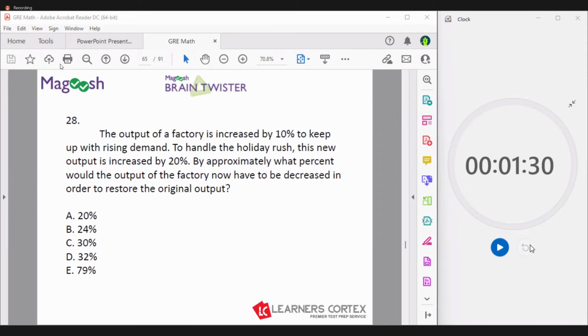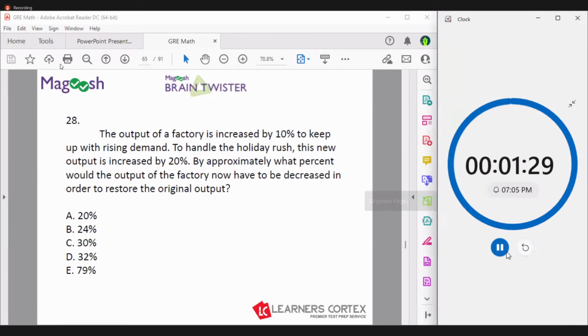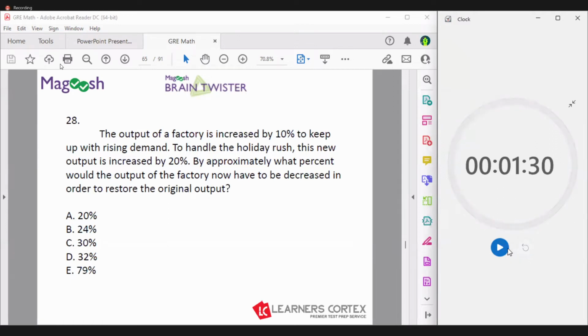I'll give you all time to solve this first. The output of a factory is increased by 10% to keep up with the rising demand. To handle the holiday rush, this new output is increased by 20% again. By approximately what percent would the output of the factory now have to decrease in order to restore the original output? Okay, it has reached a certain amount of output and we want it back to the original that it had. So by approximately what percent shall we decrease it to bring it back to its original output? Start.